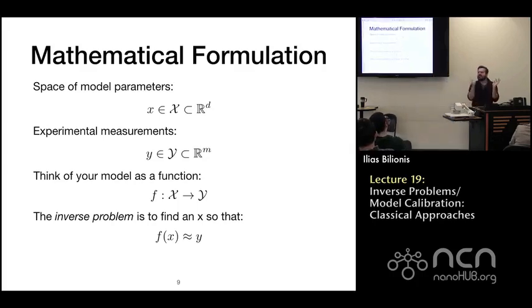Okay, so all the details are hidden inside f. And the inverse problem is really this. I mean, this is a naive statement of the inverse problem: find an x so that f of x is approximately equal to y. Of course, this doesn't make sense if y is very noisy. And we will change it a little bit.